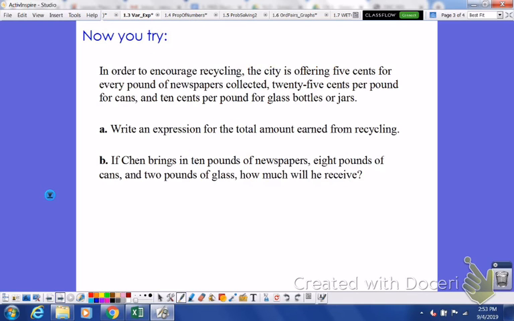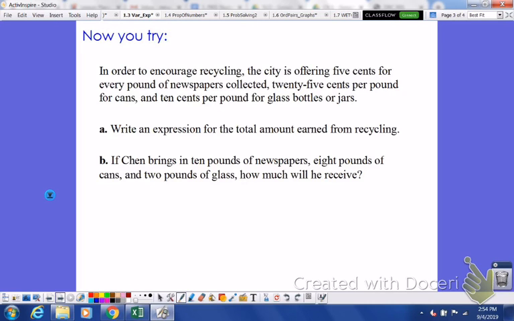All right, we have the now you try. So in order to encourage recycling, the city is offering 5 cents for every pound of newspapers collected, 25 cents per pound of cans, and 10 cents per pound of glass bottles or jars. This is a 2-part question for you. In part A, write an expression for the total amount earned from recycling. Remember, define all of your variables, then write your expression. This one's a little longer, so I want to see how you do working it out.